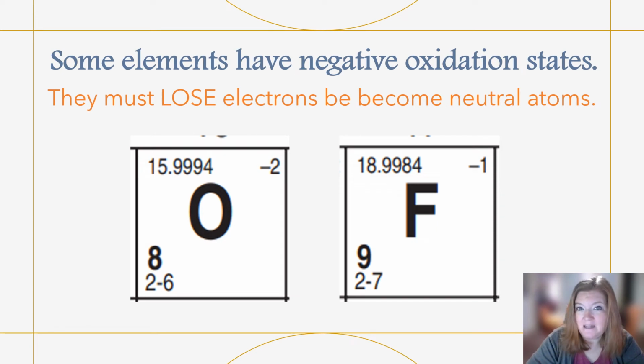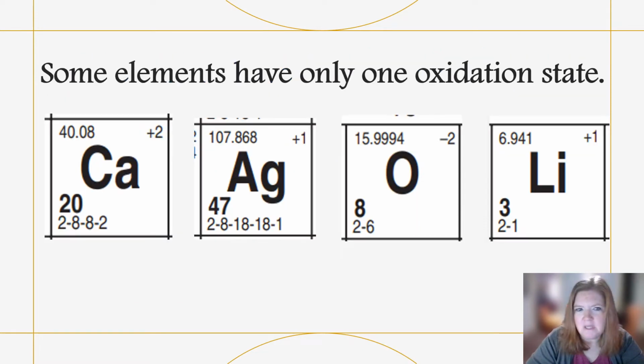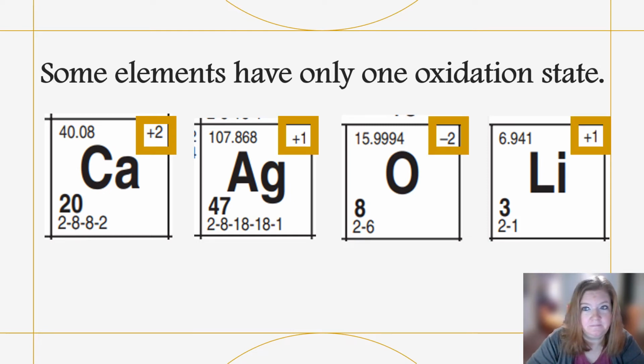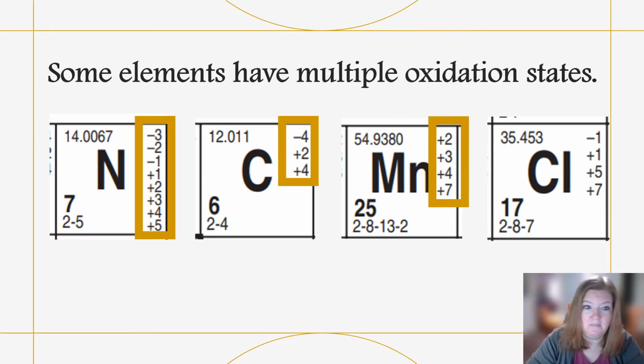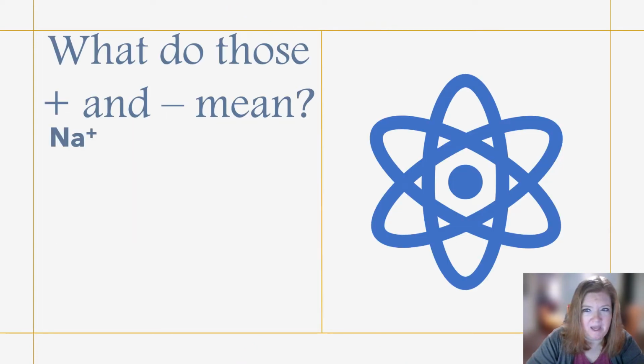Some elements have negative oxidation states. That means they would have to lose electrons to be neutral again. Why? Because they gained electrons in the first place to be negative. Some elements have only one oxidation state, so they just have one listed. Some elements have multiple oxidation states. Nitrogen has a giant list, but lots of other elements have long lists. So what do those positives and negatives mean? Let's look at an example of each.